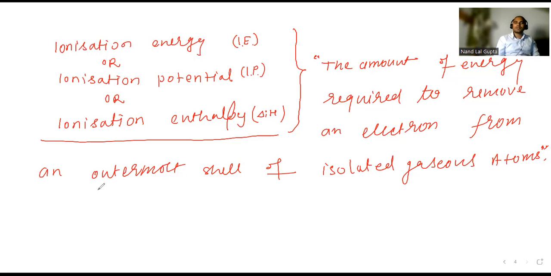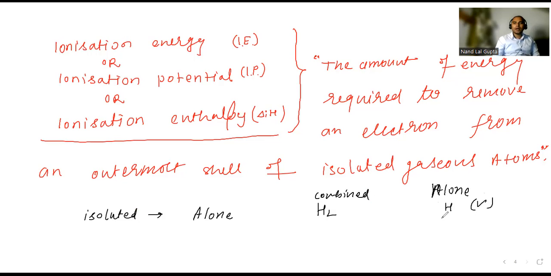Now see, the first thing you should know is isolated. What is the meaning of isolated? Isolated means alone. Alone means what? This is H2, it is combined, yes? H2 is combined. But H is what? If you are talking about alone, that is H. So this is the alone. Either you say alone or isolated, both are the same word.